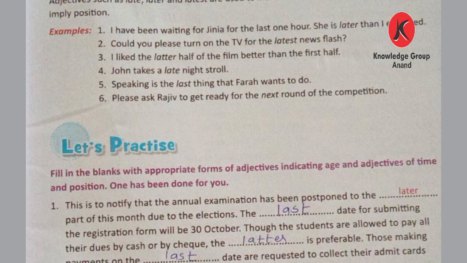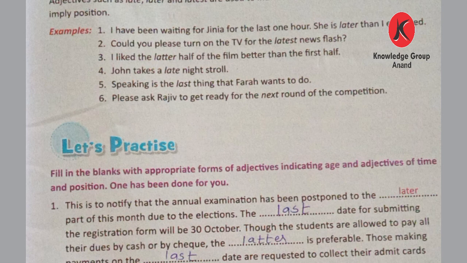So in the first fill in the blank, it shows time, because of the election. The last date of registration form will be 30 October. Though the students are allowed to pay all their dues by cash or by check, the latter is preferable, position. Those making payment on the last date, time, are requested to collect their admit cards next week. Okay, let's go to the second one. Now this is about indicating the age.